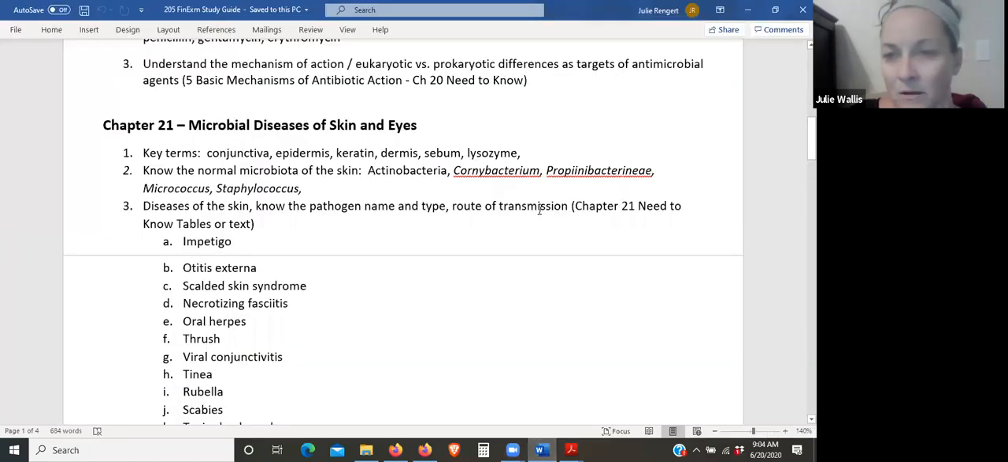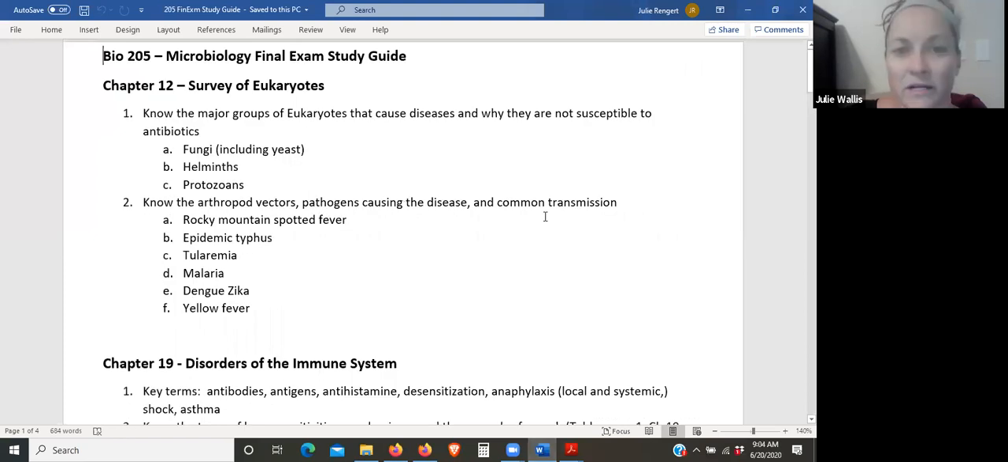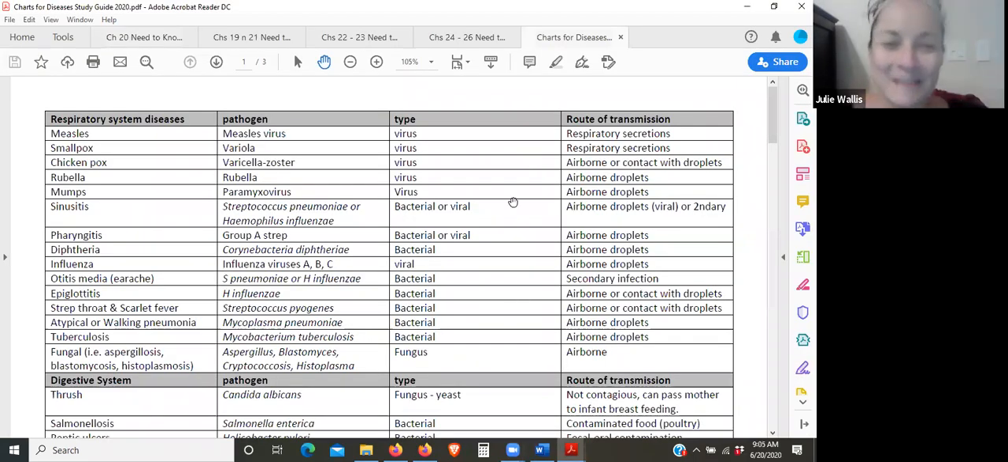So what I'm going to do is walk through the study guide and basically just point out what you need to focus on outside of the charts for diseases. So I'm not going to go over this whole thing, all these diseases. And this is the one that's available to you as an attachment in your test.